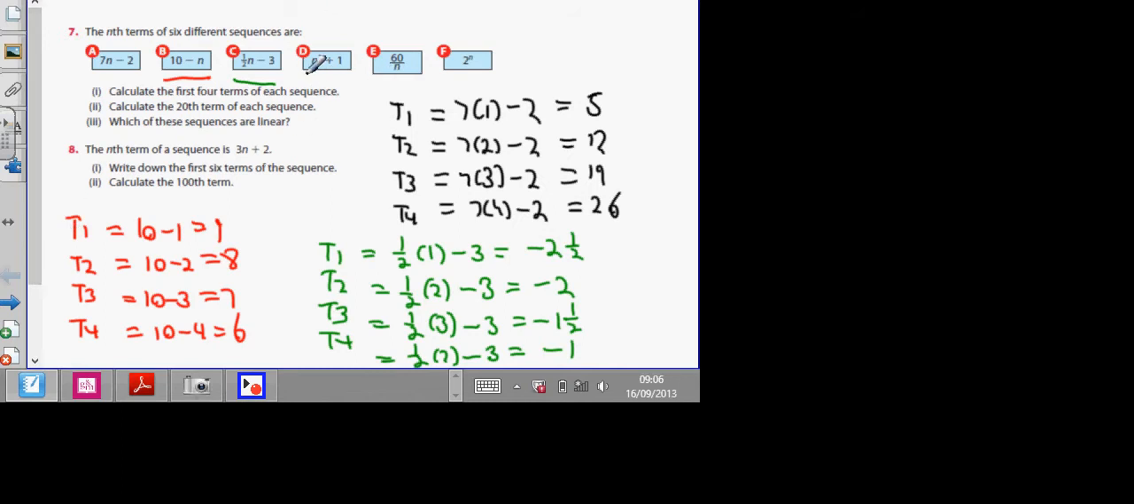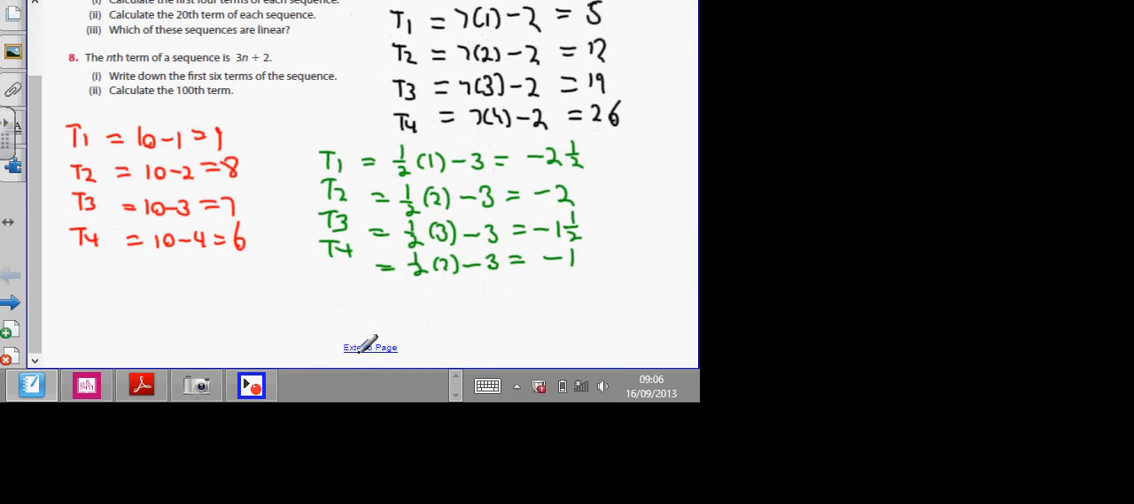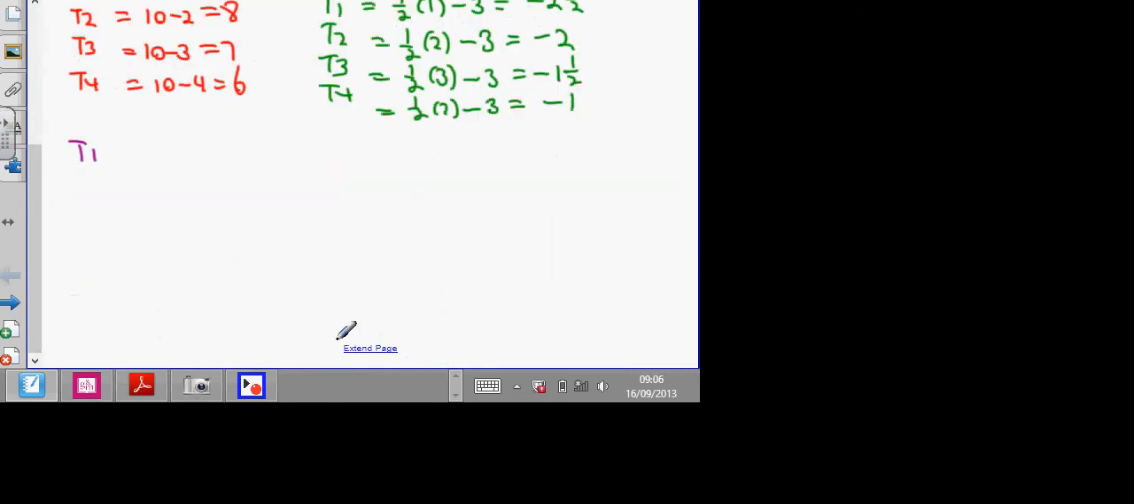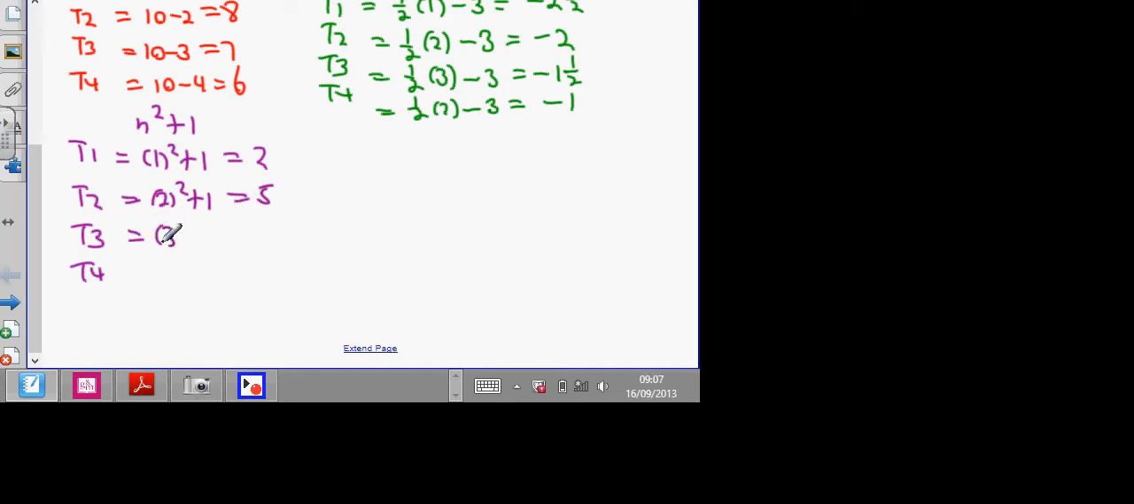So number D, n squared plus 1. Let's figure out this one. T1, T2, T3, T4. So it's n squared plus 1, right? So 1 squared plus 1 is 2. 2 squared plus 1 is 5. 3 squared plus 1 is 10. And finally 4 squared plus 1 is 17. There's no common difference here, is there? The first gap is 3, the next gap is 5, the gap after that is 7. Therefore it hasn't followed the pattern of the previous sequences.